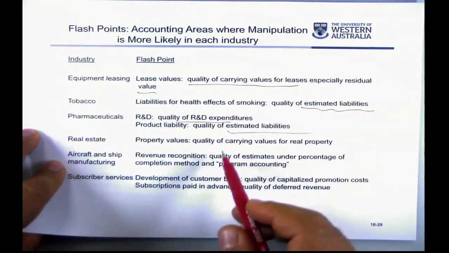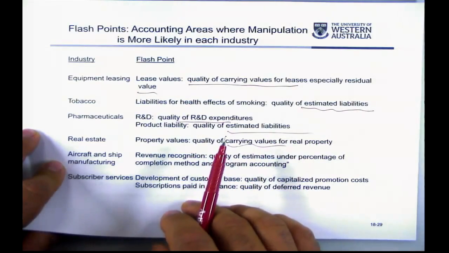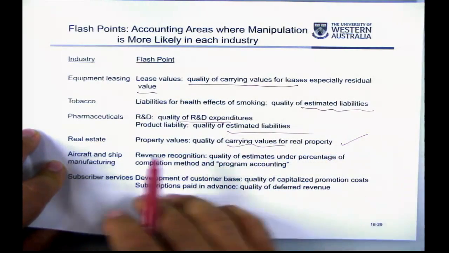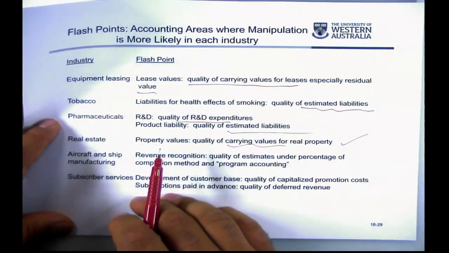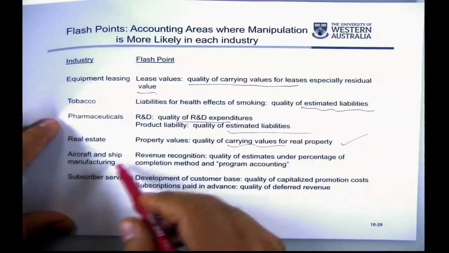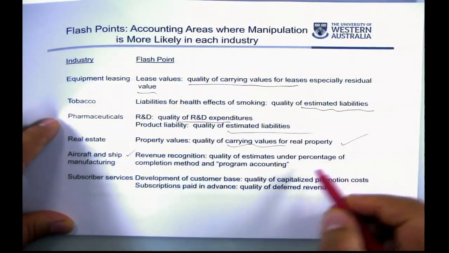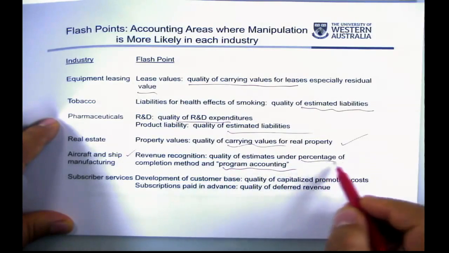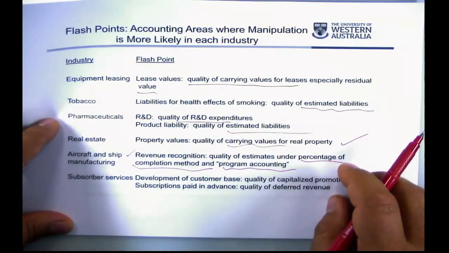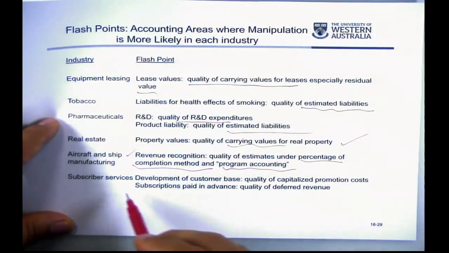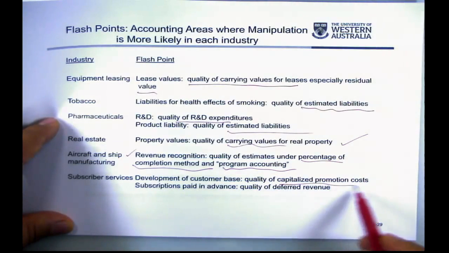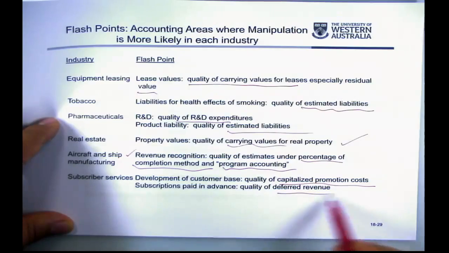Real estate, again, the carrying value. Make sure that the properties held by this firm really reflect the current market value rather than inflated figures. In the aircraft and ship manufacturing, there is program accounting and the percentage of completion method. Make sure that they are not using these kinds of accounting in order to manipulate the revenue figures. Subscriber services, the quality of capitalized promotion costs and the quality of deferred revenues.